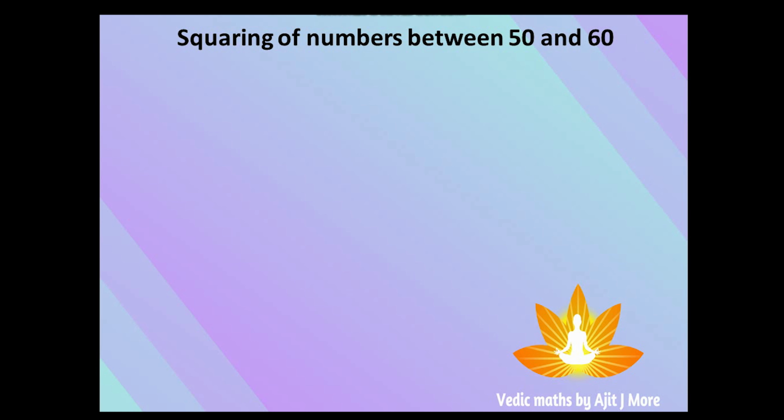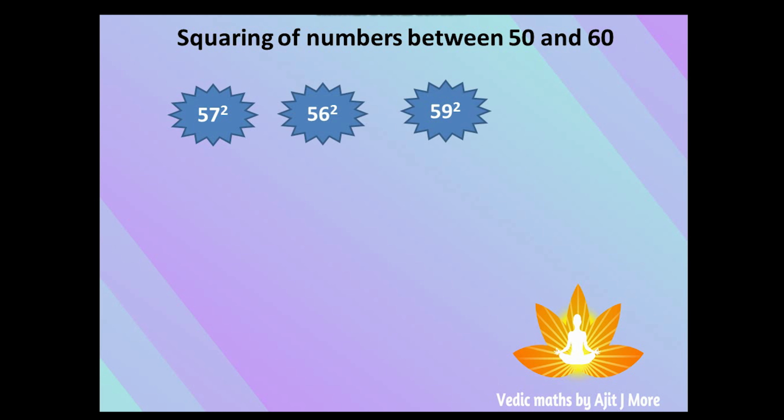Okay, a very simple trick which Vedic has provided. Just see how these Rishi Munis have written these Vedic tricks in text form, and then we are studying it in our day to day life. Now I'll tell you how to find out the square of numbers which range between 50 and 60. As an example, 57 square. Does it fit in that criteria? Yes. 56 square, 59 square.